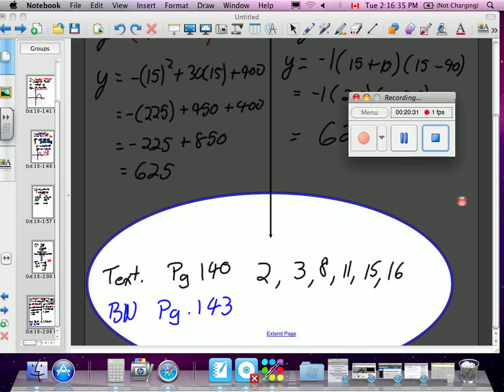That's actually homework. Do it on page 143 in your blue notebook. You're doing questions 2, 3, 8, 11, 15, 16. So I added 2 and 3.